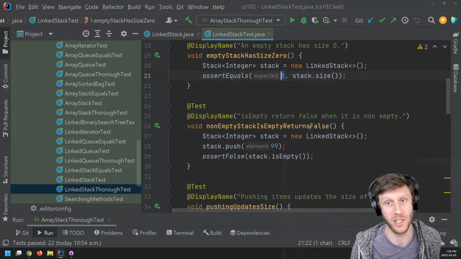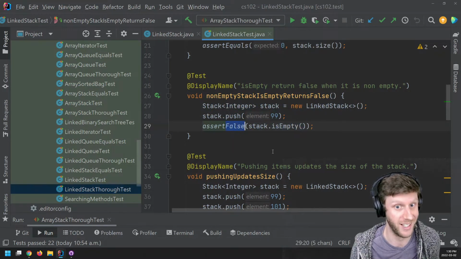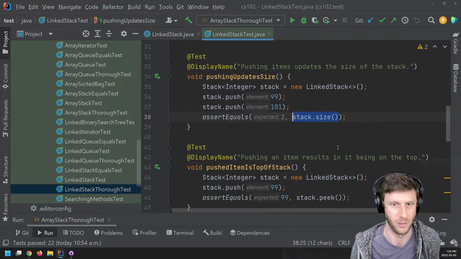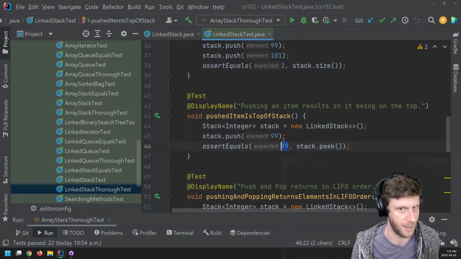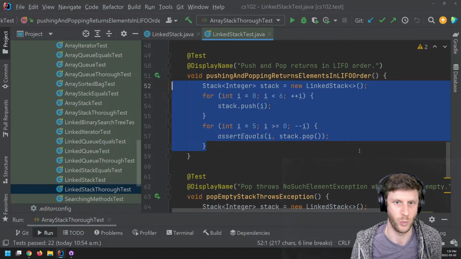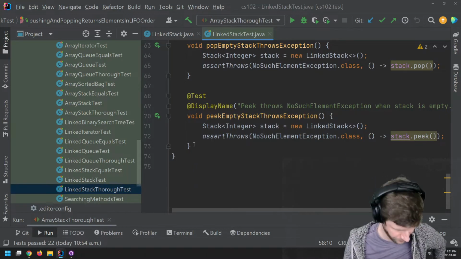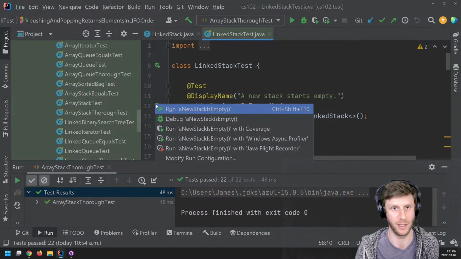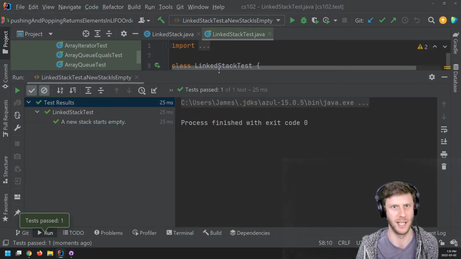Non-empty stack isEmpty returns false. Well, if we make a stack and we add something to it, isEmpty should be false. Pushing items updates size. I push 2 things. Assert equals size is 2. Good. Push item is top of stack. We push something on the stack. We want to peek and check, is the top 99? Pushing and popping returns elements in last in, first out order. Here's just a loop with some asserts in there. And pop throws NoSuchElementException. There, cool. So just a couple of things that we're testing. So I can come here, I can run the unit tests, and I can see, oh, look, they all pass. Oh, one test passed. No.